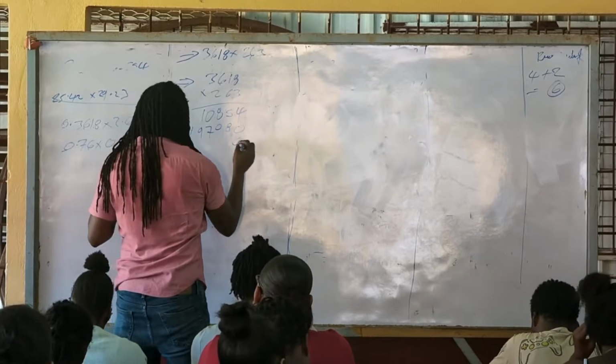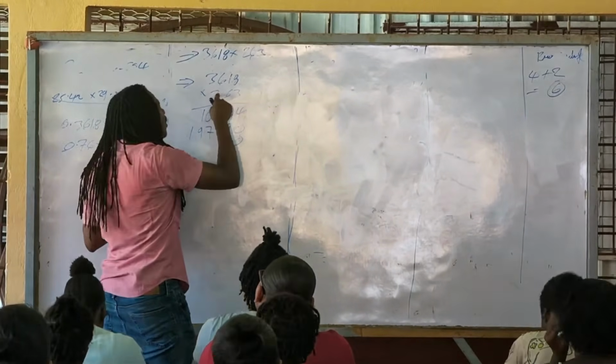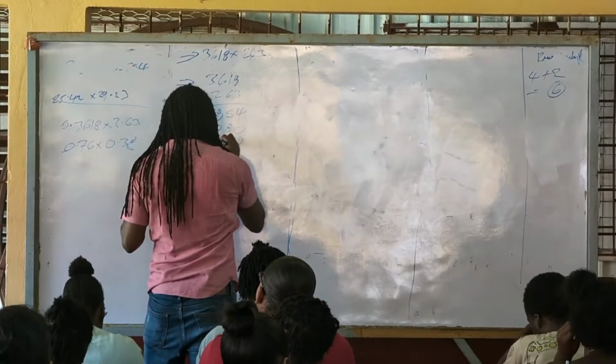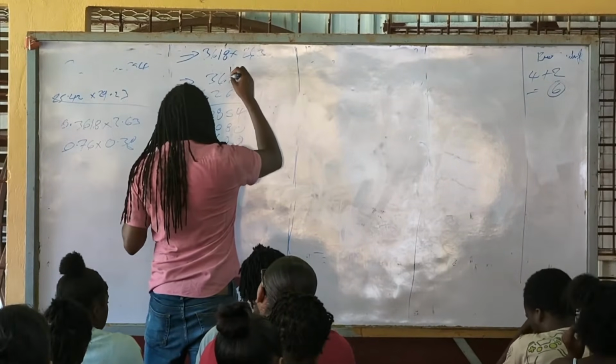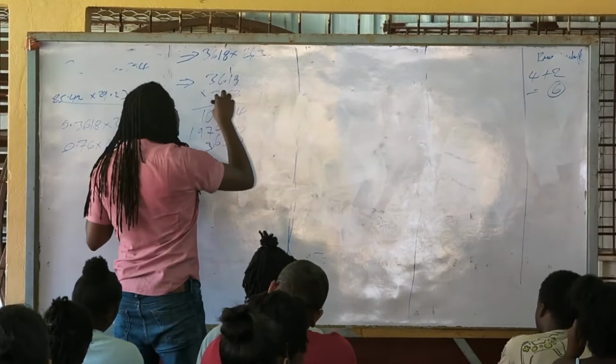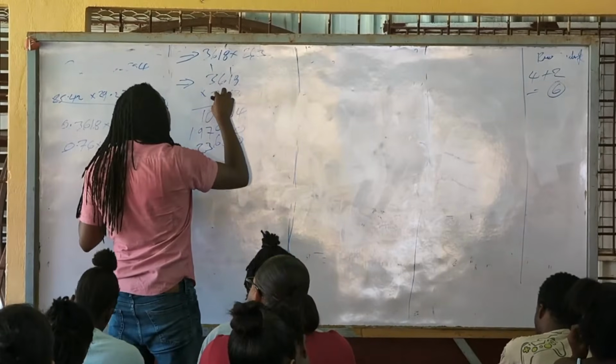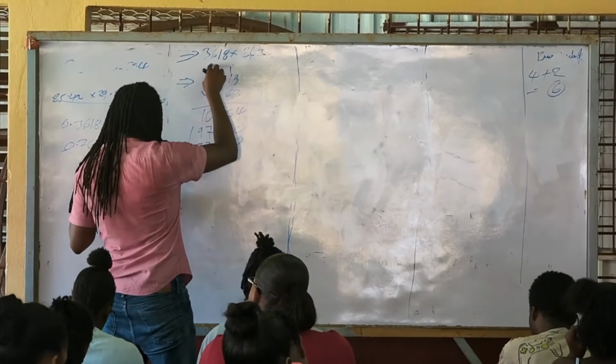Come again. How many zeros? Because this is 2 8s. Carry 1. 2 1s, 2, and 1. 2 6s, 12. Carry 1. 2 3s, 6, and 1.